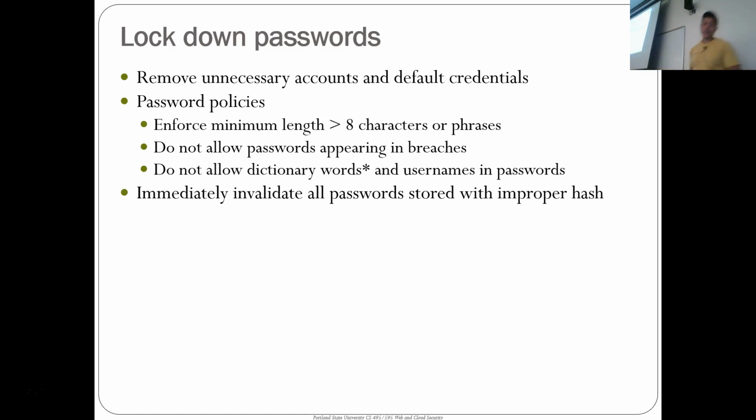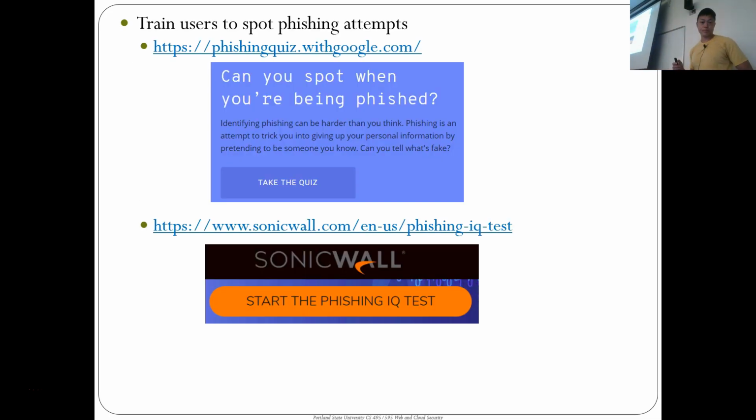This is a hard one. Immediately invalidating all passwords stored with an improper hash, the cryptographic hash. So if you were Under Armour, maybe you would have just invalidated all the SHA-1 passwords up front and deleted those hashes, and then forced an account recovery on anybody who hadn't logged in by the time the bcrypt was deployed.